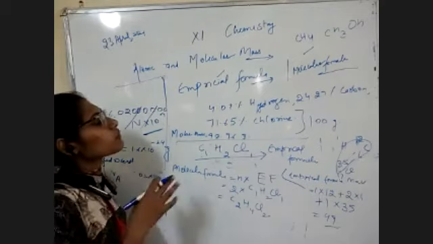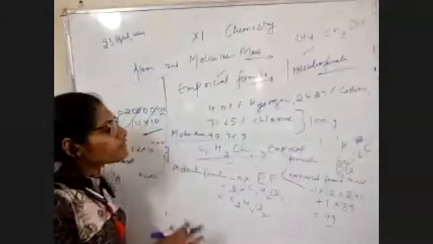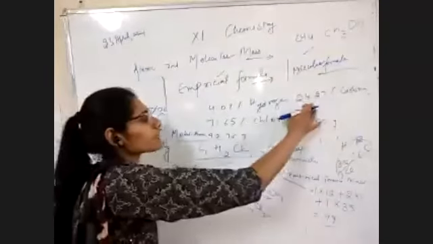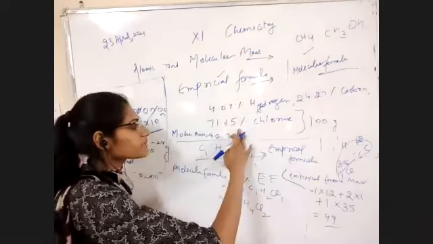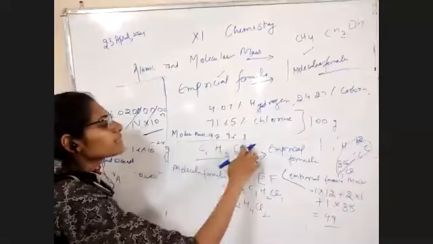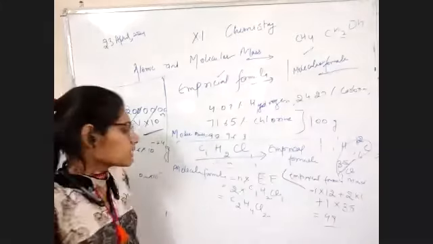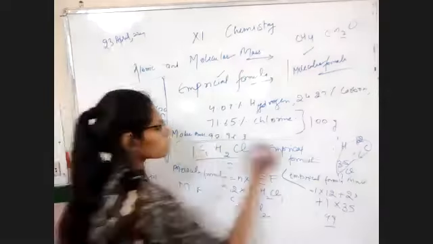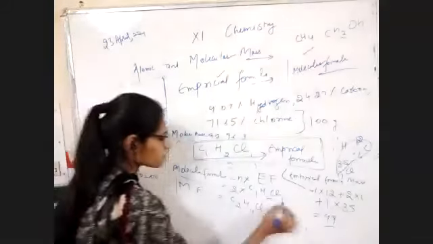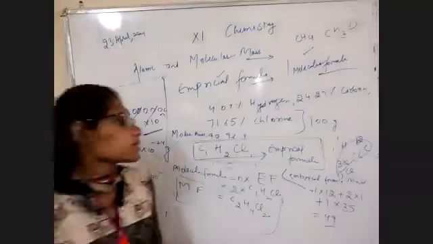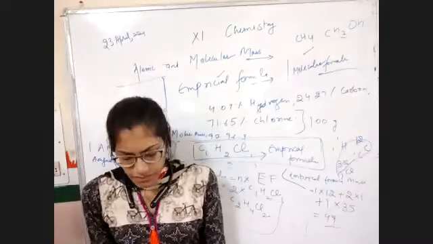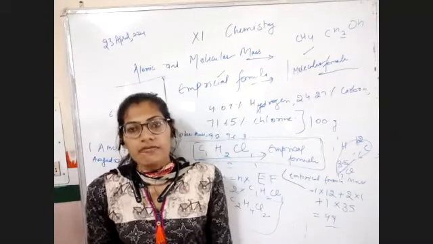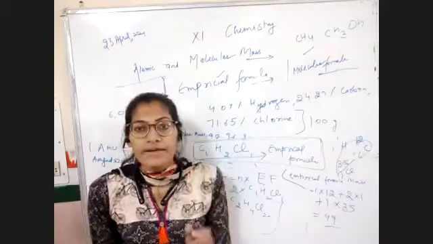This is the molecular formula of the compound which contains 4.07% hydrogen, 24.27% carbon, 71.65% chlorine, and the molar mass is 98.96 gram. This is our molecular formula and this is our empirical formula. This was the numerical, which is very important. It must come within 2 to 3 marks, and that was all about our first chapter, in which we have a total of 5 to 6 marks.